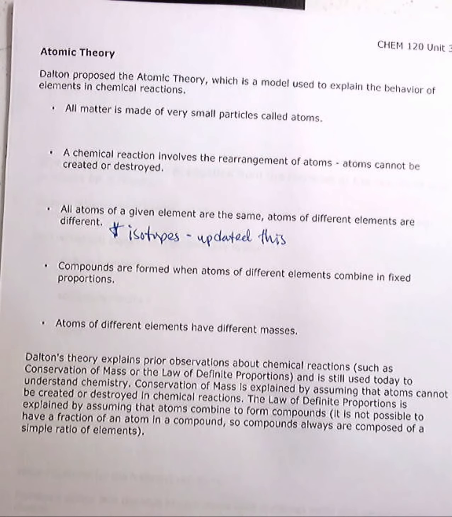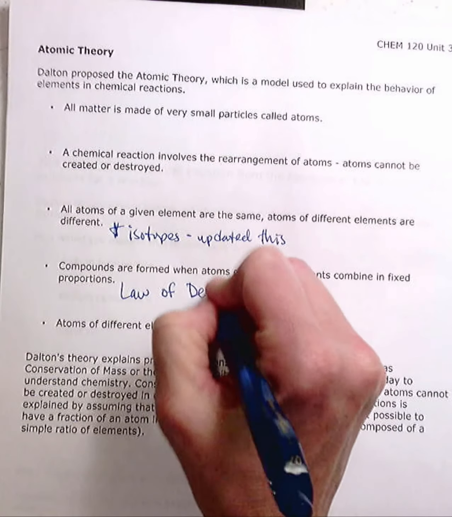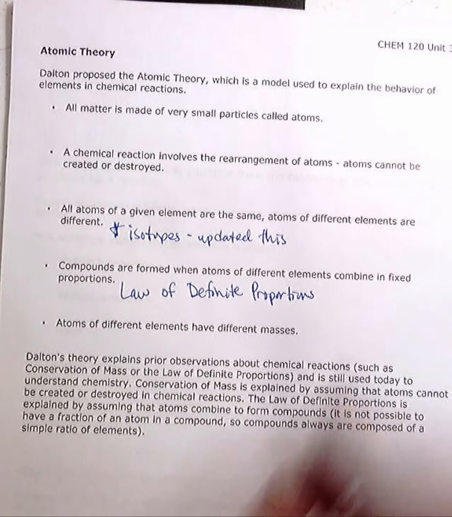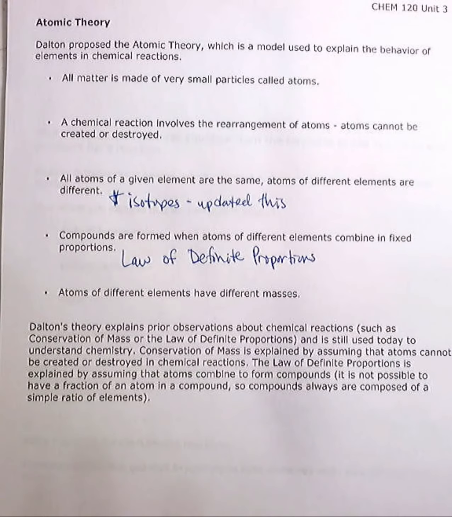Compounds are formed when atoms of different elements combine in fixed proportions. So this is the law of definite proportions, which we just covered. And atoms of different elements have different masses. This has been explained with the understanding of atomic structure and the number of protons and neutrons in an atom. Dalton's theory explains prior observations about chemical reactions, such as the conservation of mass or the law of definite proportions, which we just talked about, and is still used today to understand chemistry.